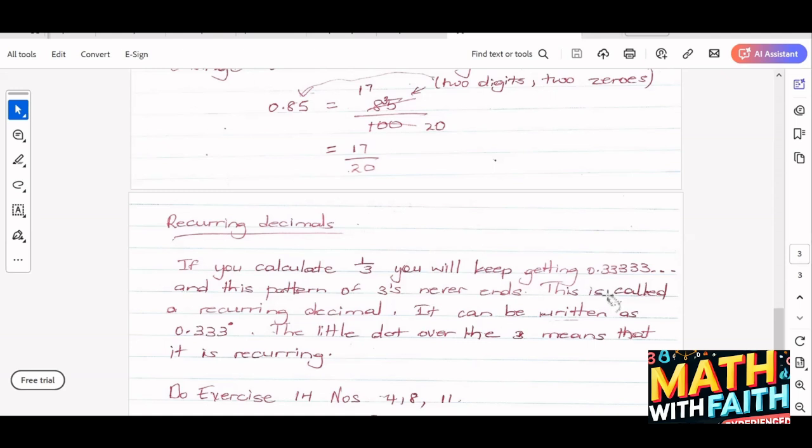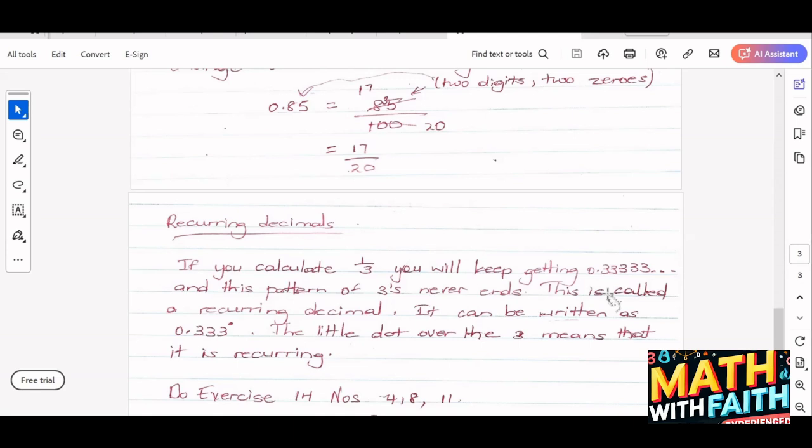There are also combinations that could happen over and over, like 1, 6, 1, 6, 1, 6, 1, 6. So 1, 6 can recur as well. So once you have a pattern of a particular number or combination of numbers that keeps happening over and over, never ending, that's called a recurrent decimal.